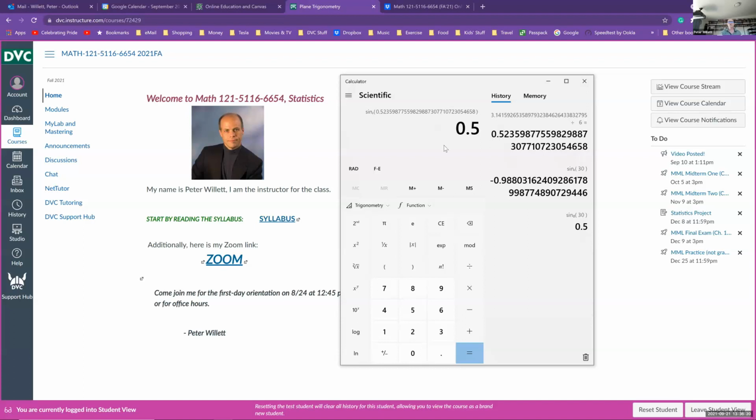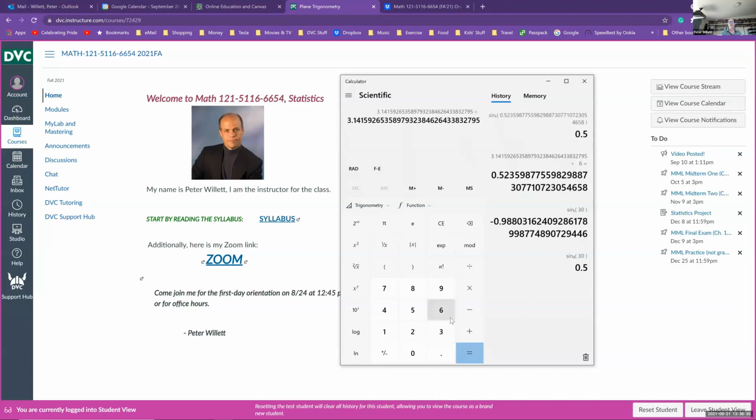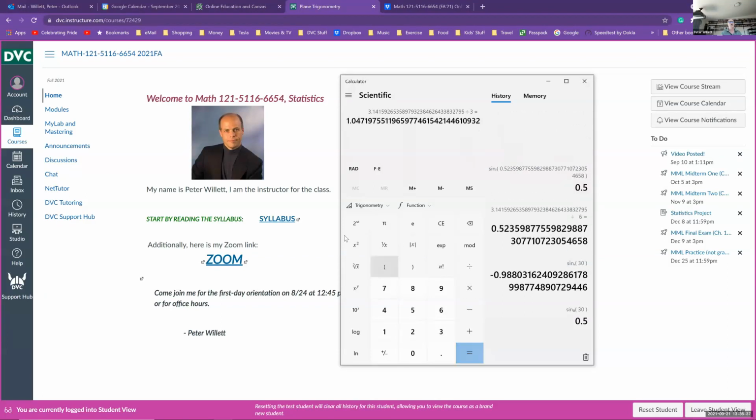So if I want to do cosine of 60 degrees, I would switch to degrees, hit 60 and hit cosine, but 60 degrees is pi over 3. So if I'm in radians, I can just go pi divided by 3 and then hit cosine, and I get 1/2 because that's the x value coordinate for a 60-degree angle.